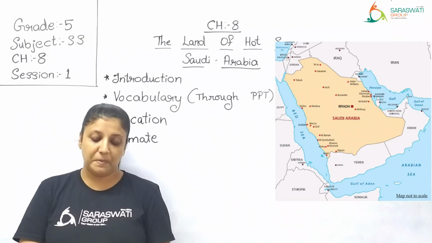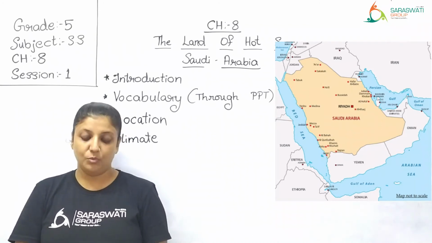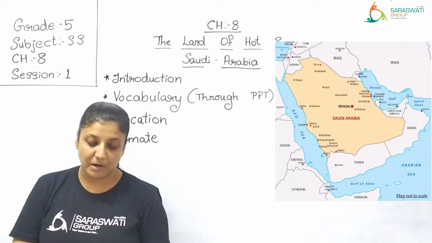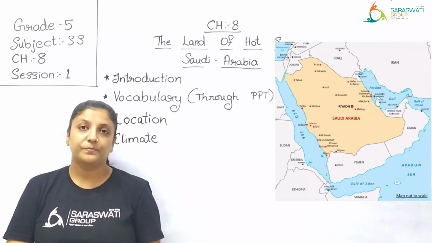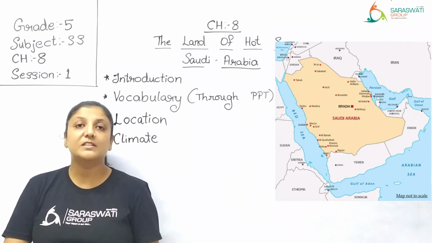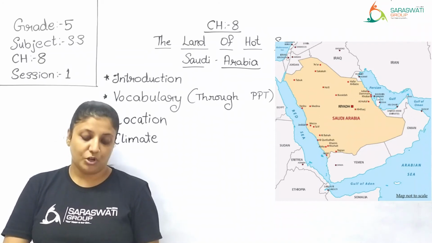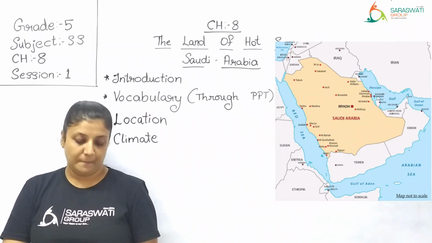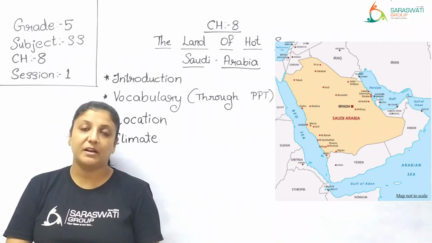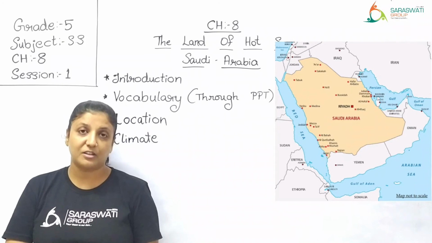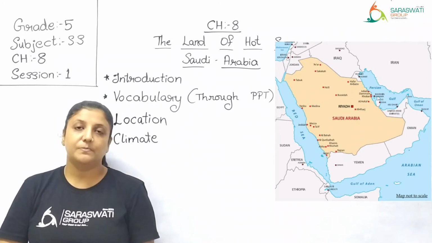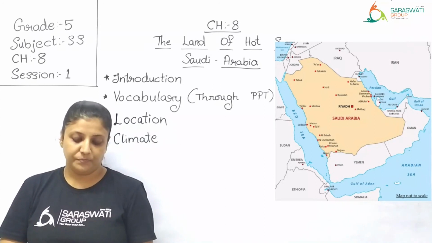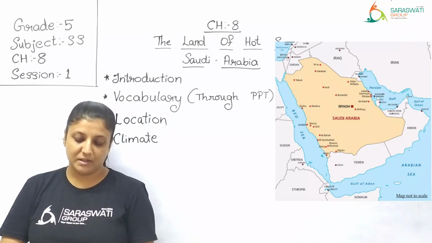Let's repeat once again. The capital is Riyadh and it shares its boundary with Jordan and Iraq in the north. You can see it on the map, right? Towards the north, that is the top, it has Jordan and Iraq, Kuwait in the northeast, the Persian Gulf, Qatar, Bahrain and United Arab Emirates, that is UAE, in the east, Oman in the southeast, Yemen in the south and the Red Sea towards the west.